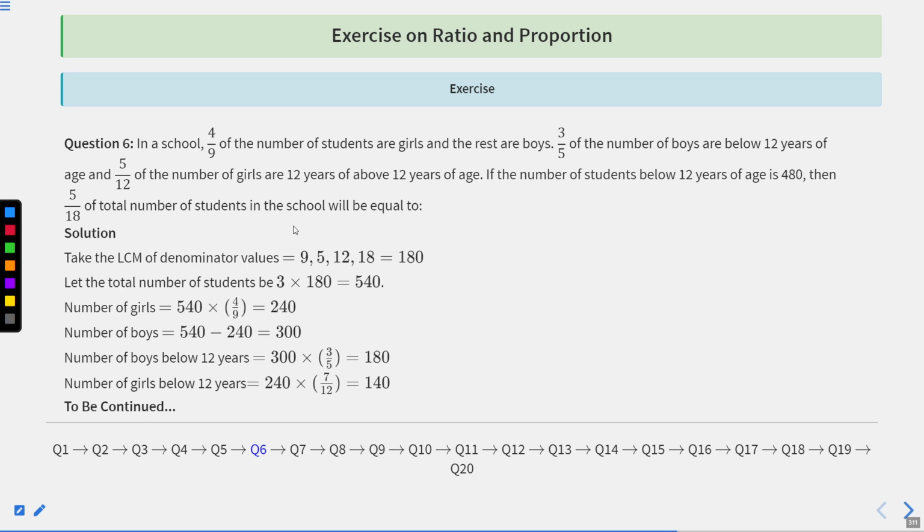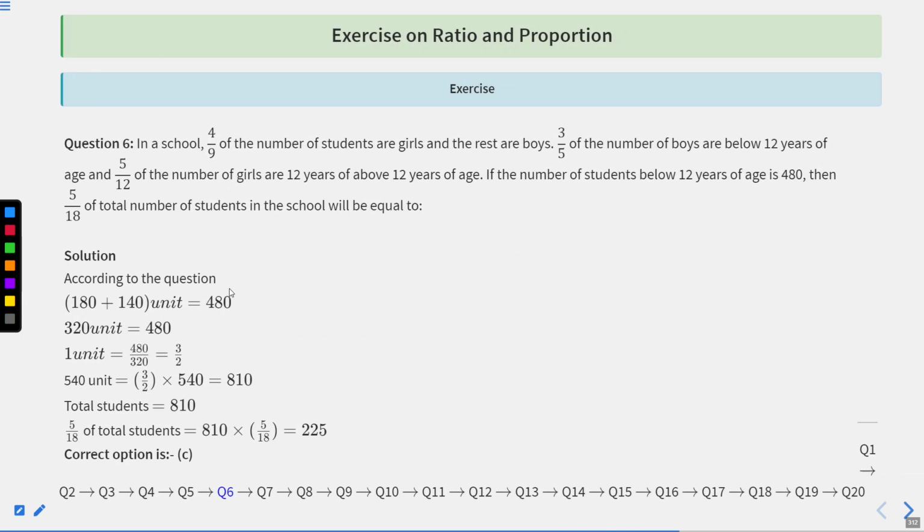So take the LCM of the denominator values, that is 9, 5, 12, 18, that is equal to 180. Let the total number of students be 3 into 180, that is 540. And the number of girls is equal to 540 into 4/9, that is 240. So the number of boys will be 540 minus 240, that is equal to 300. So the number of boys below 12 years will be 300 into 3/5, that is 180. So the number of girls below 12 years will be 240 times 7/12, equal to 140.